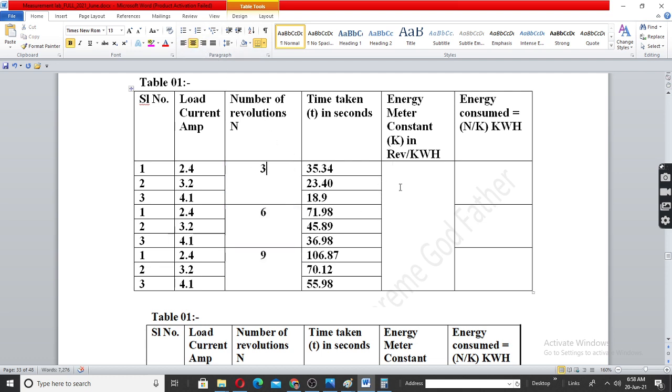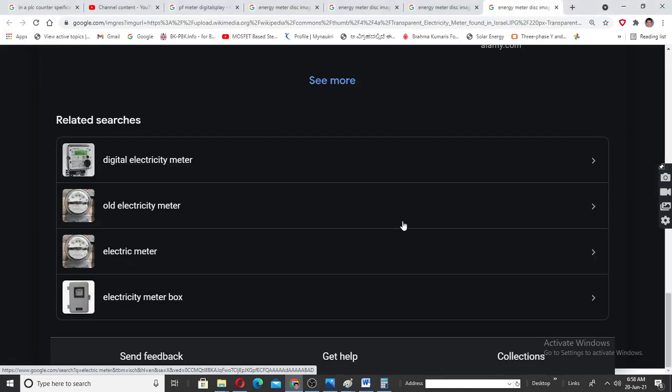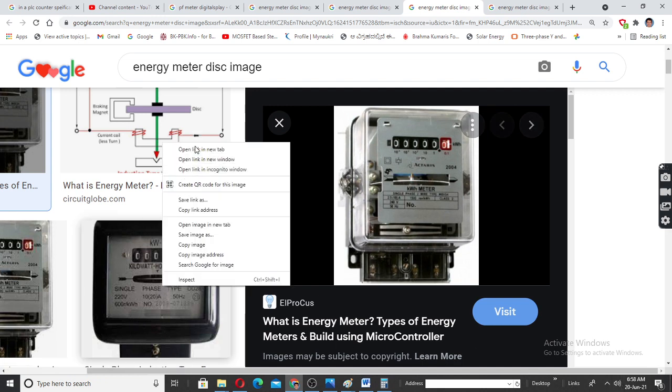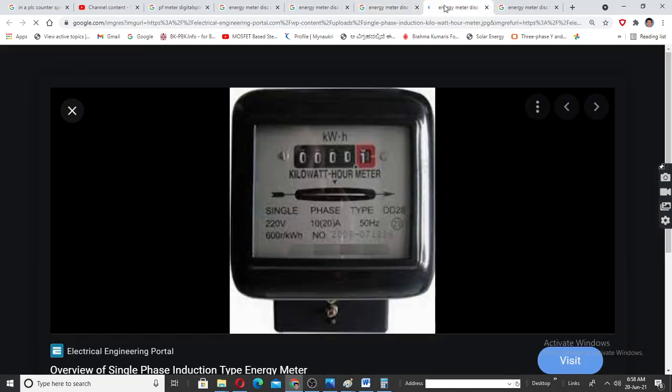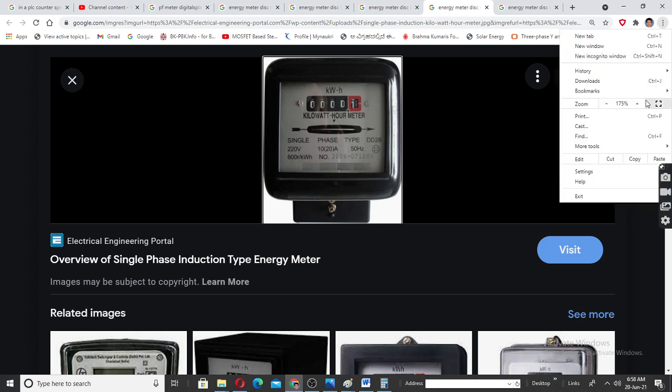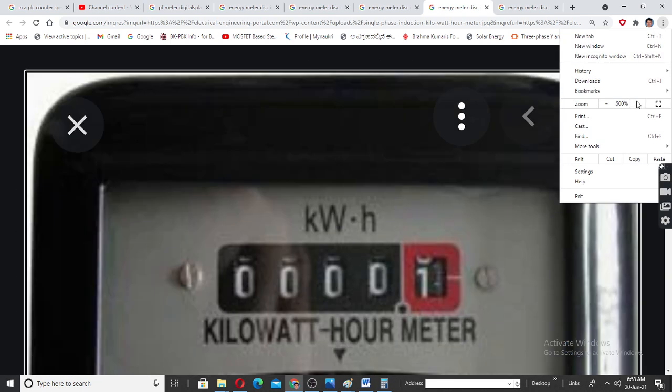Now, there is a word called energy meter constant, which is 750 in our laboratory. It indicates, see here, you can see here. See, 600 revolutions per kilowatt hour.